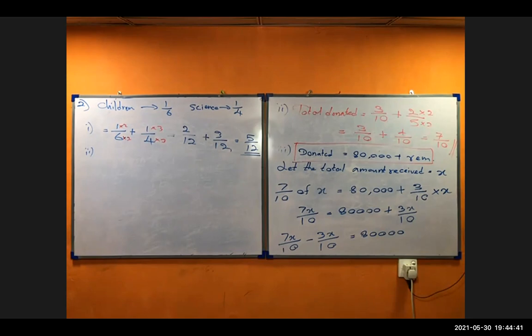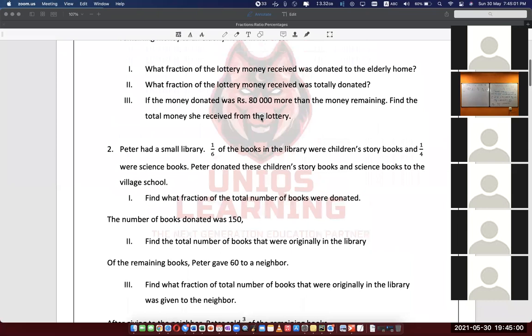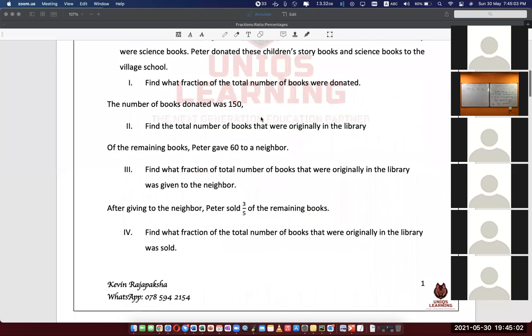How can we get the questions? I have sent the questions in the group. The tutorial I have sent in the group. Okay, so let me share the screen. Okay, I think you can see now. You can ping the screen.